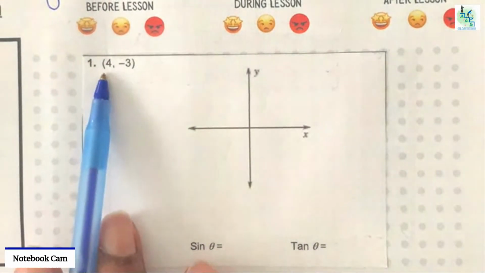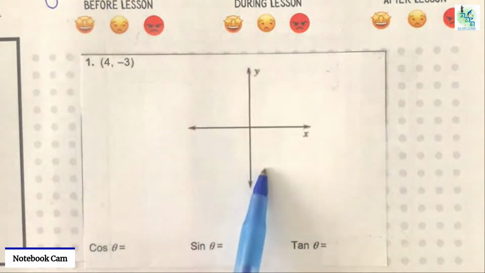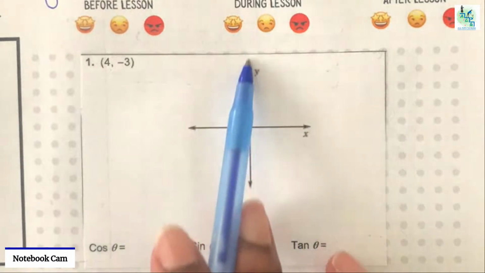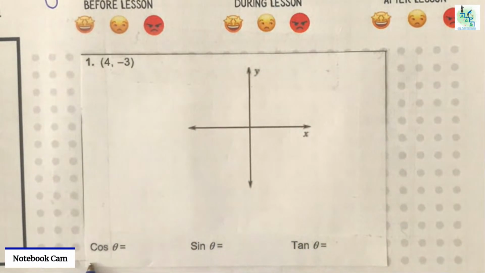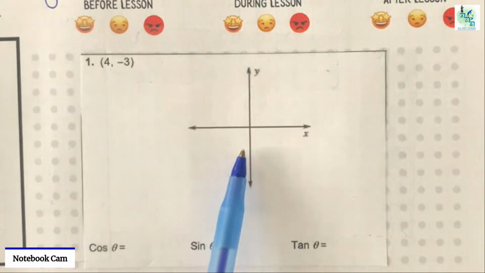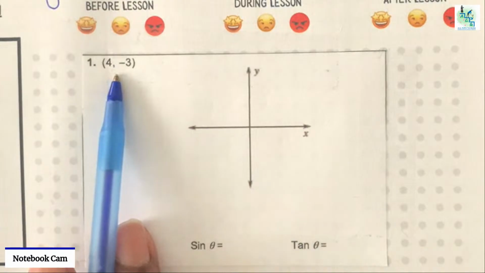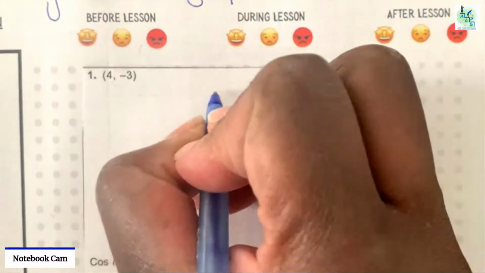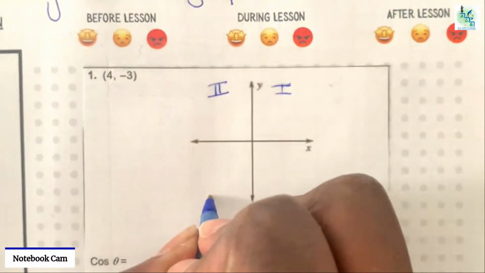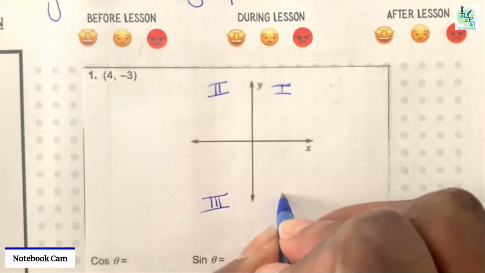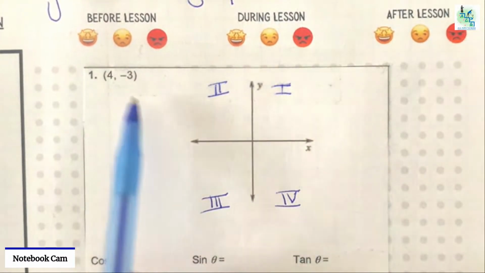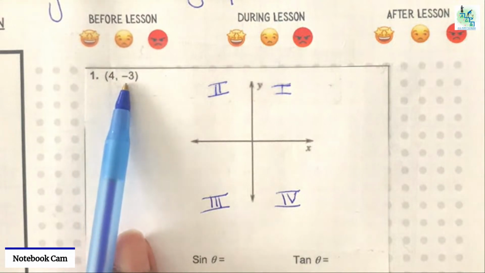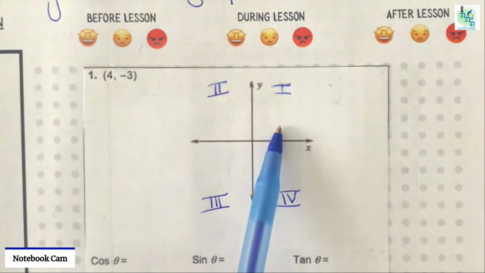We have a point, (4, -3). Okay, we have our coordinate plane, our x-axis and our y-axis. And we want to find the cosine, the sine, and the tangent. And we need to look at it based on the graph. Well, first thing, we need to take a look at the point and figure out which of the 4 quadrants it is: quadrant 1, quadrant 2, quadrant 3, or quadrant 4? Where is this point (4, -3) going to end up?